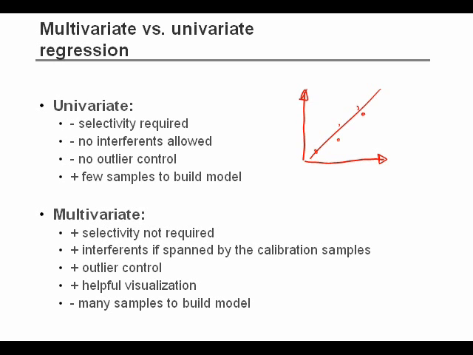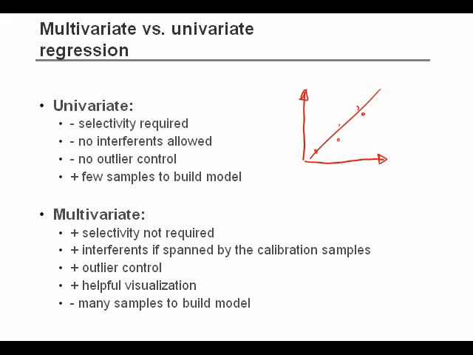That also means that we cannot have interference, that is, signals from other properties that overlap X. We don't have any outlier control in univariate regression, not from the data themselves. There's no way that we can check whether an X value is appropriate or not. We can check if it's within limit, but if it's within limit, that's all we can do. The main advantage of univariate regression is that we typically need only few samples to build a model.